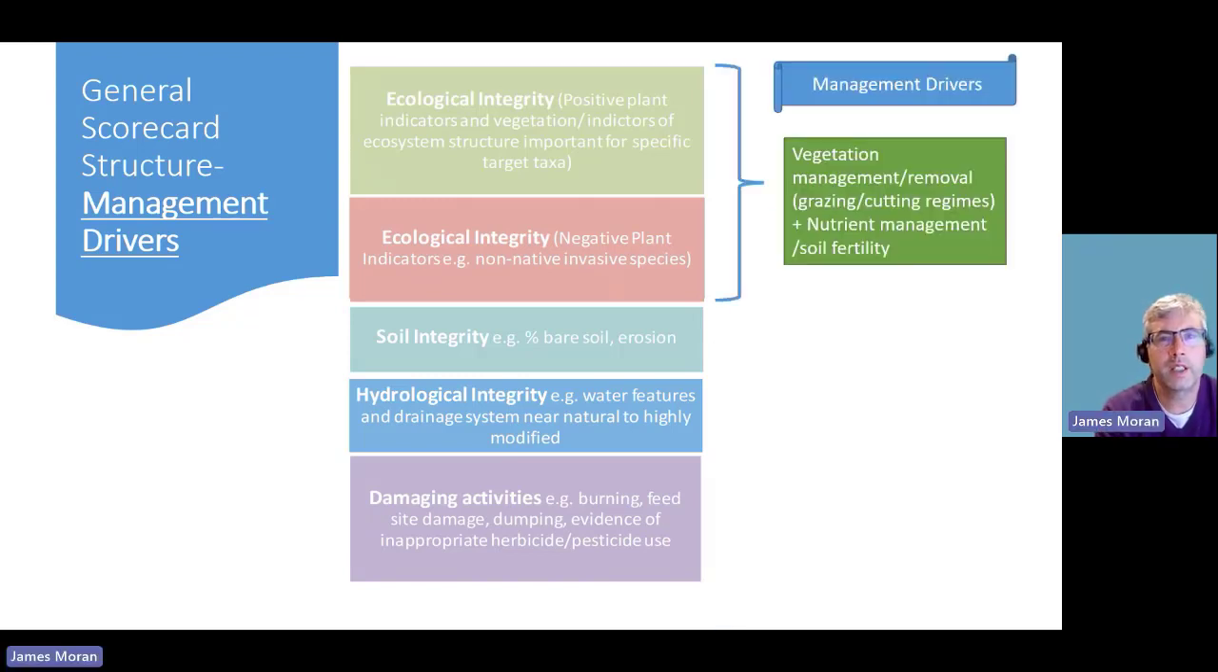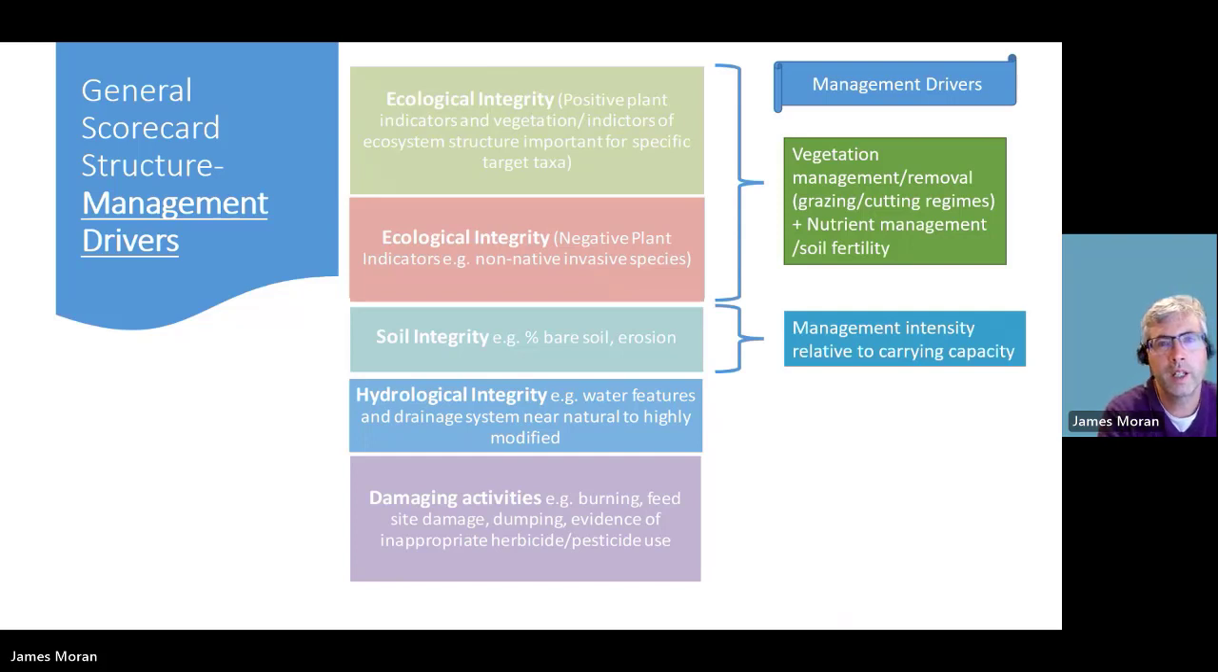So in terms of ecological integrity, the main factor that influences the presence of positive indicators and negative indicators and their overall abundance is vegetation management or removal through grazing and cutting regimes, and also the nutrient management, which influences the overall soil fertility. Management intensity relative to the carrying capacity of the land is a major influencing factor over the percentage of bare soil or erosion, in terms of the soil integrity variables that are usually included within results-based scoring systems.